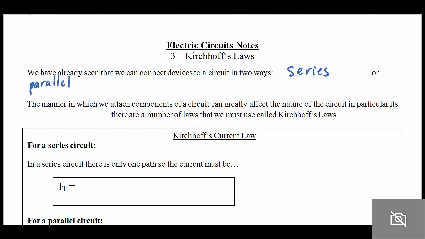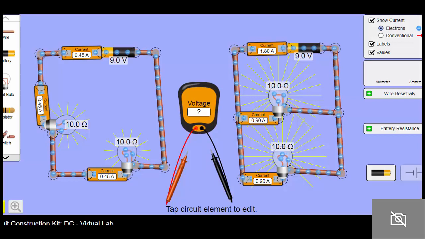And what we started to notice is that when we connect these circuits in these different ways, it changes how those circuits behave. You can see, for example, on the left here, I've got a series circuit with two light bulbs, and on the right, a parallel circuit with two light bulbs. Now notice that the battery in each case is a 9-volt battery, and each of the light bulbs in each case are both 10 ohm resistors.